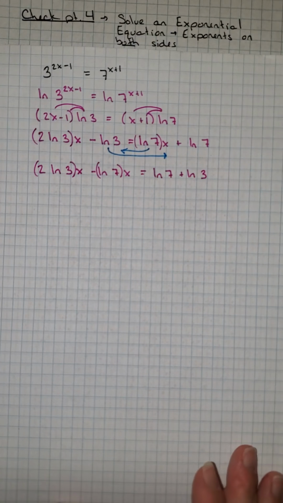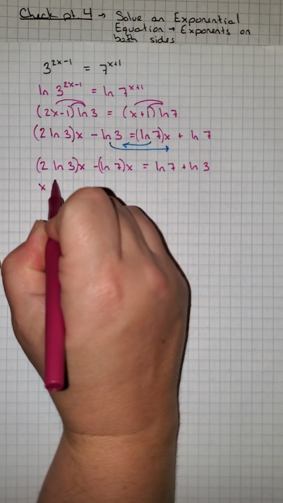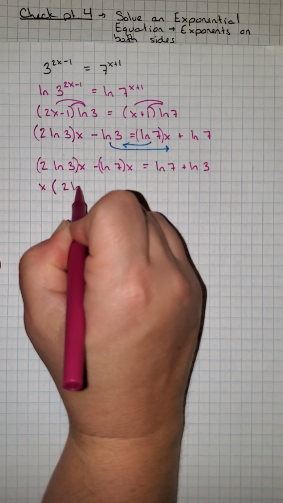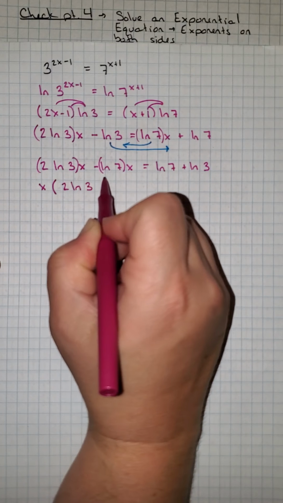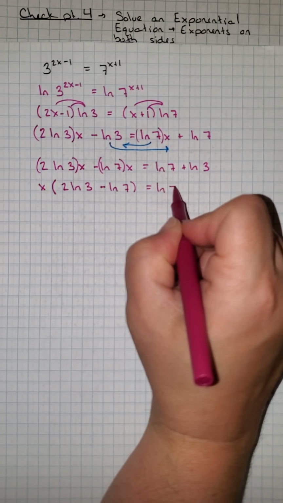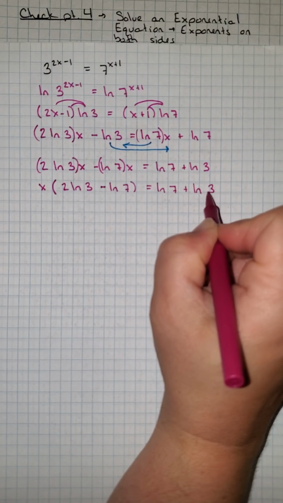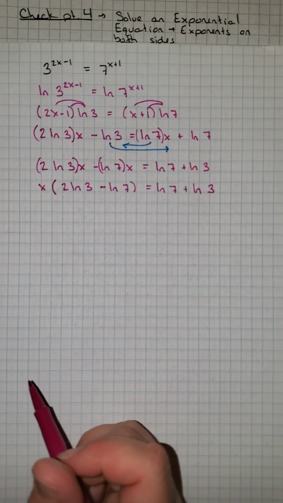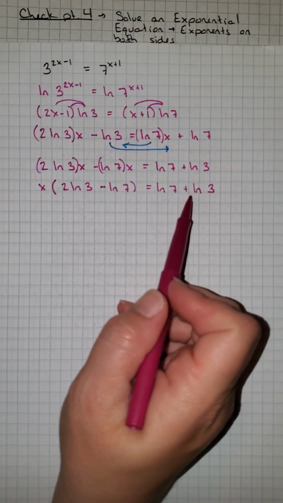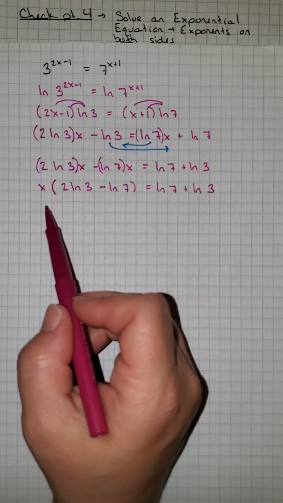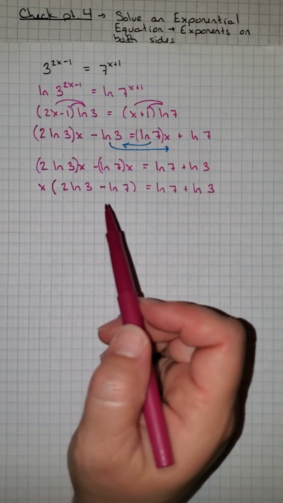So what I can do now on that left-hand side is factor out an x. So we have x times 2 natural log of 3 minus natural log of 7 equals the natural log of 7 plus the natural log of 3. Now, we're going to have to put all this in our calculators and divide to get x. You can do that from here if you want. Just put this in the calculator, divide by this. Or use some rules and make it a little bit simpler. Plus, it's just a good review.